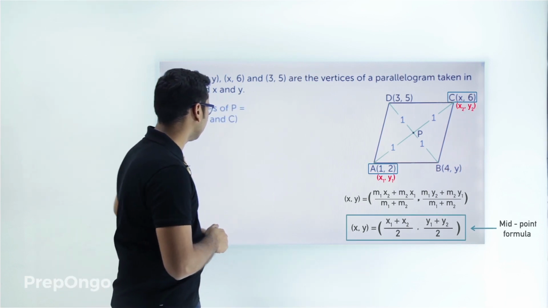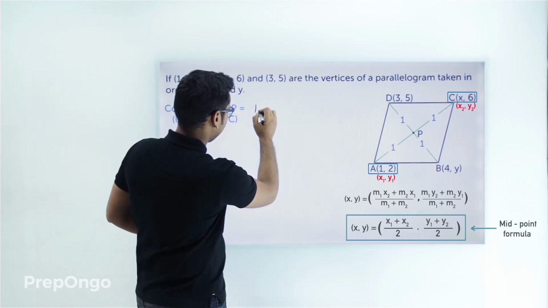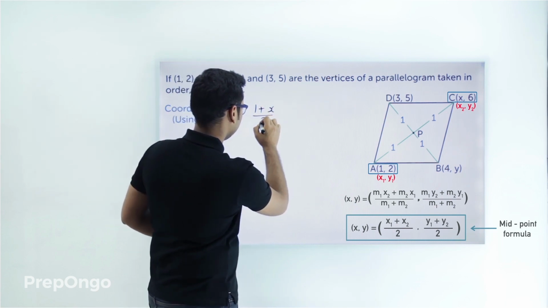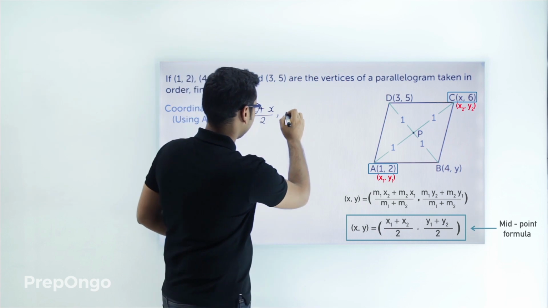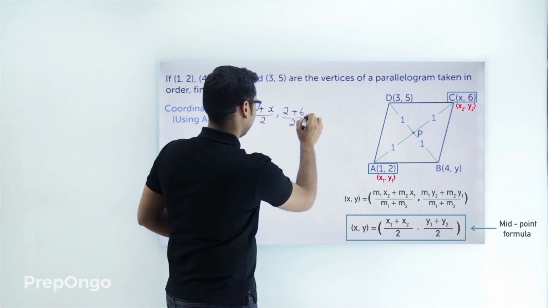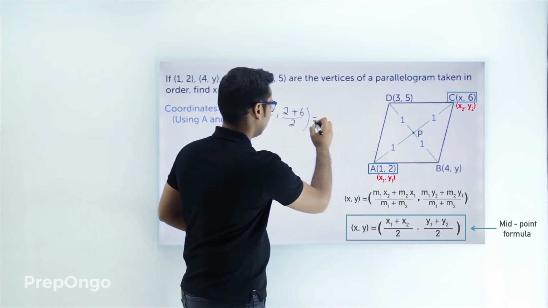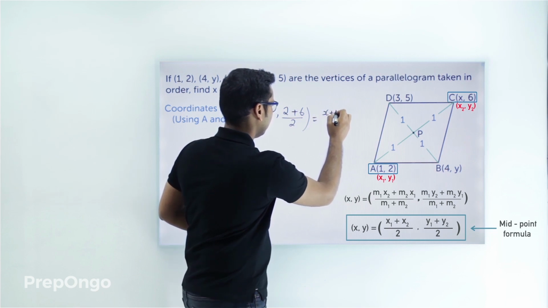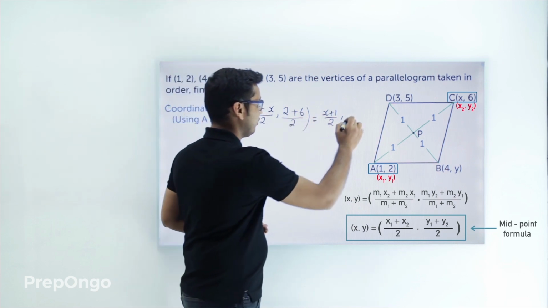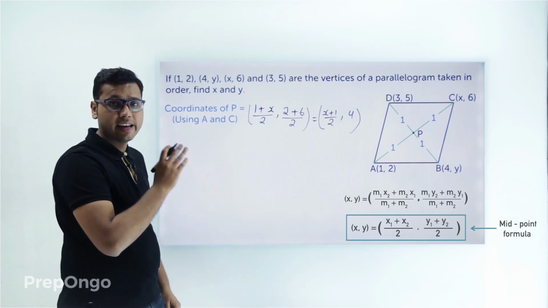So we can write this as, x1 is 1 here, so (1 plus x) upon 2, comma y1 is 2 here and y2 is 6, so it will be (2 plus 6) by 2. And if we solve this further, we'll be getting (x plus 1) by 2, comma 8 by 2, so we can write 4. So these are the coordinates of point P by using A and C.